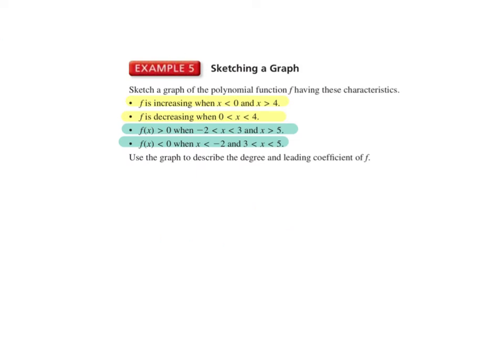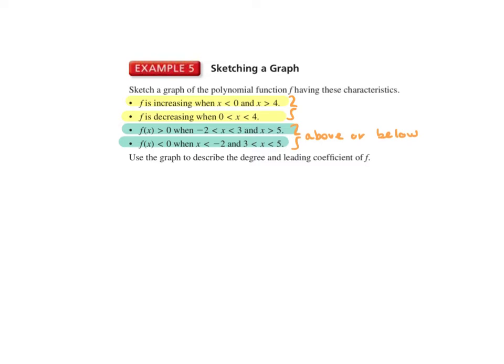For example 5, we are sketching a graph given the following characteristics, and we need to use the graph to describe the degree and leading coefficient of f. So the first 2 points here tell us when f is increasing and decreasing. The second 2 points tell us when it is above or below the axis.